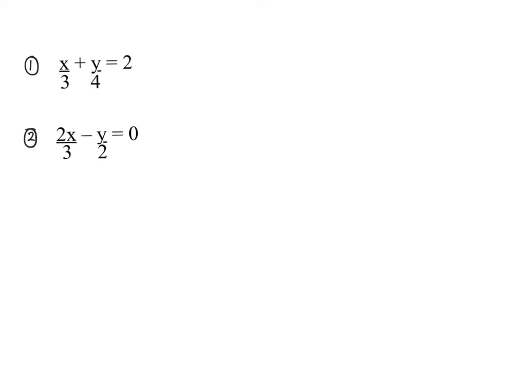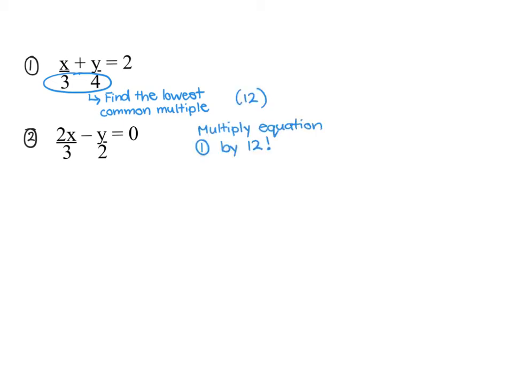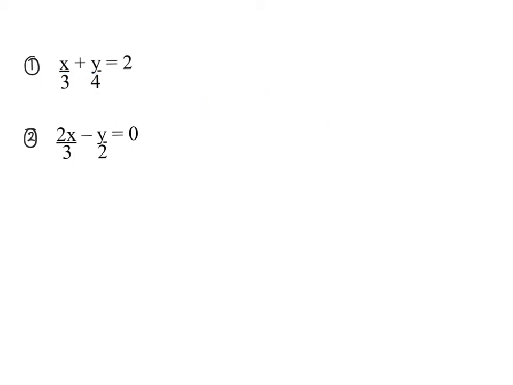Ooh, yikes, we've got fractions, so let's try to get rid of that to make it easy. So focusing on the first equation, we want to get rid of the denominators 3 and 4. To do that, you have to find the lowest common multiple between 3 and 4, which happens to be 12. So now you're going to multiply the whole equation by 12 to get rid of the denominators.